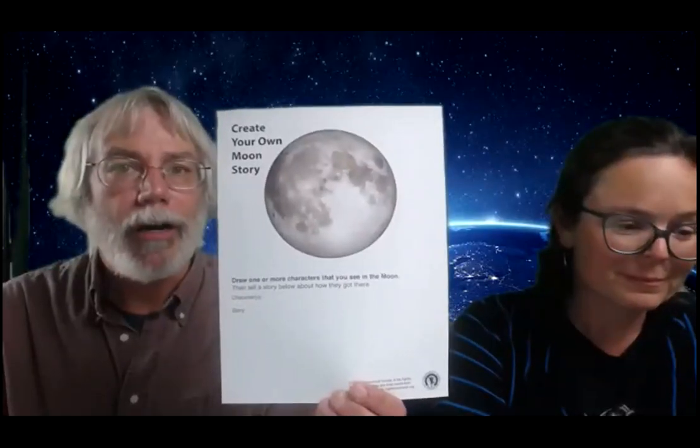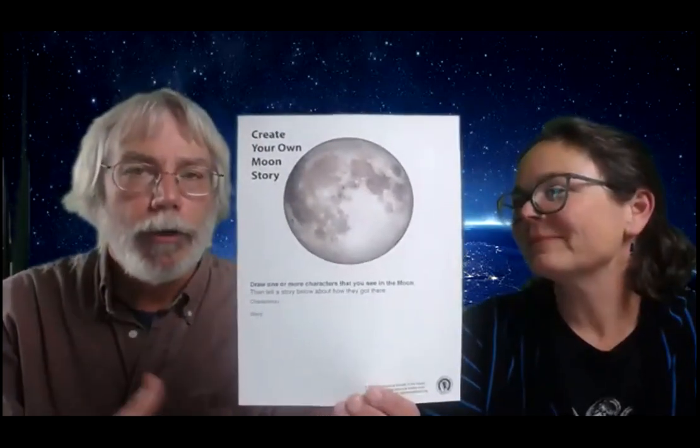This template is also on the website. And so what you can do is give this to the visitors. They can look at the stories on the cards, and then they can look at the moon and see what sort of figure they might see, looking at the different patterns of the Maria and the Highlands. Then they can draw the figure on the moon, and then they can tell the story with the character down here.